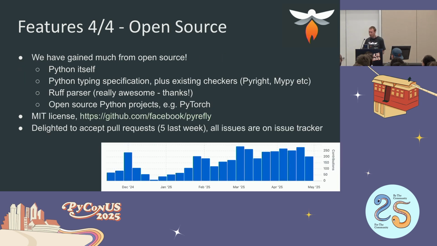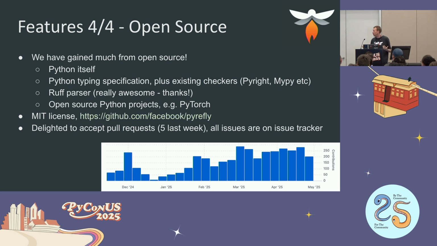And then finally, perhaps the most important feature: open source. The team and Meta as a whole have gained so much from open source. Python is open source. The Python typing specification is open source. The existing checkers like Pyright and MyPy are open source. The Ruff parser and formatter from Astral that we use is also open source.